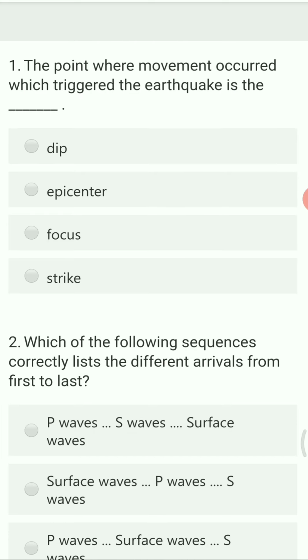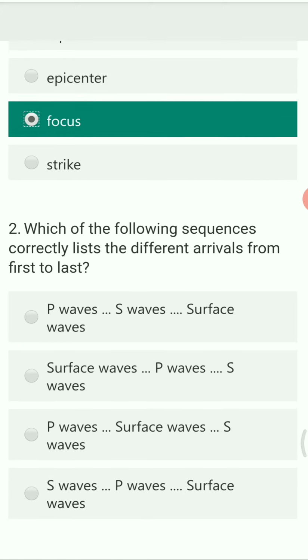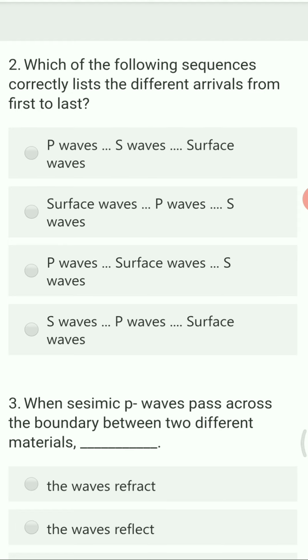So the first question is, the point where movement occurred which triggered the earthquake is the dash. Options are deep, epicenter, focus and strike. The right answer is focus, because the focus is the point where the earthquake originates, where the earthquake exactly triggers.